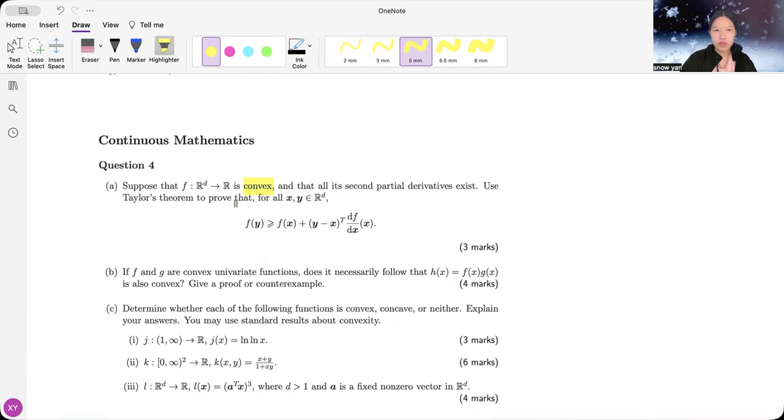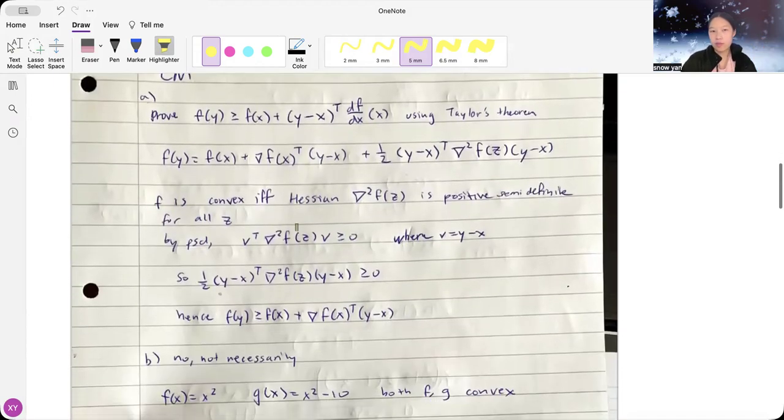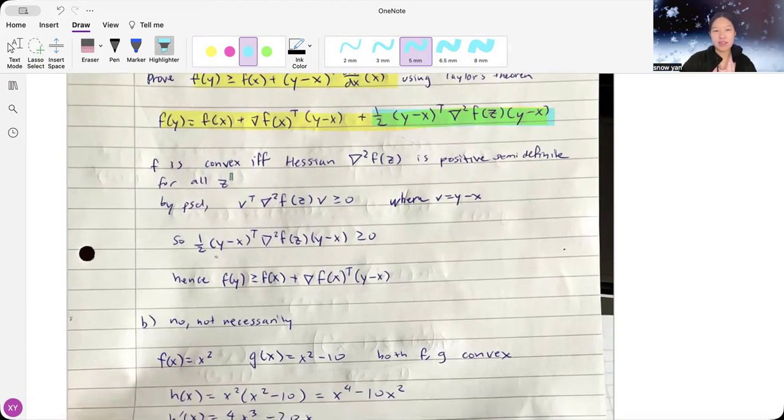Use Taylor's theorem to prove that for all x, y that are d-dimensional, this thing holds. So yeah, this is looking like Taylor's theorem, so we're going to use it. Here is the thing we want to prove, and this is Taylor's theorem. We see that it's awfully similar, except the only difference is this extra bit, the second term. But we know that f is convex if its Hessian is positive semi-definite for all z.